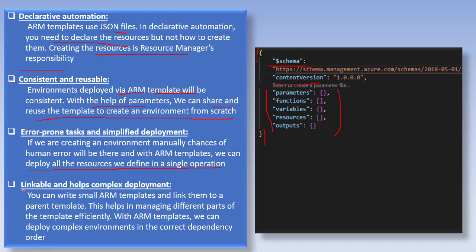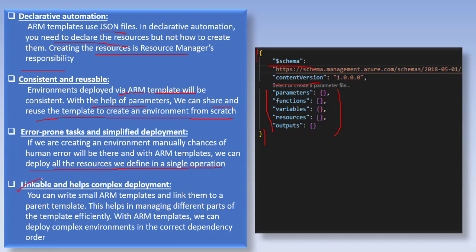Second, linkable and help complex deployment. Now if there are multiple resources you're creating, just imagine you're creating a VM, with VM you're creating a SQL server, with SQL server you're creating a database, then you have some queuing storage account. There are many things you're creating, so this becomes very complex, correct? In reality, if you ask me, this will become around 1000 line of code, and this becomes very complex. So it also supports linkable and help complex deployment.